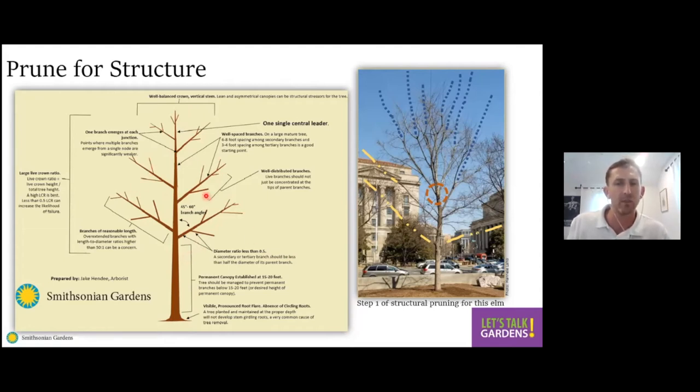So what's the obvious solution? Just prune our trees to have those characteristics. And there are a number of really great pruning techniques out there in the structural pruning literature. It's my opinion, we should be doing it for the vast majority of our trees. And at the Smithsonian, as much as possible, we invest in building strong trees from the start rather than dealing with those sort of expensive and tricky problems later in the tree's life.